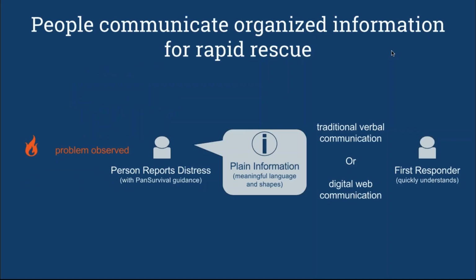And if you go to this next slide, that simple information that was prepared in PanSurvival, this is how it's used. The person reporting distress observes a problem, symbolized by the fire on the left-hand side. When they observe this distress signal, they then access PanSurvival for emergency guidance, in which PanSurvival provides plain information on who to contact, how to contact them, and what to say to them.